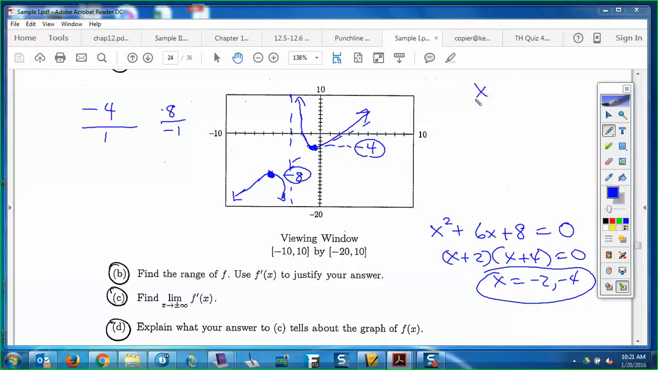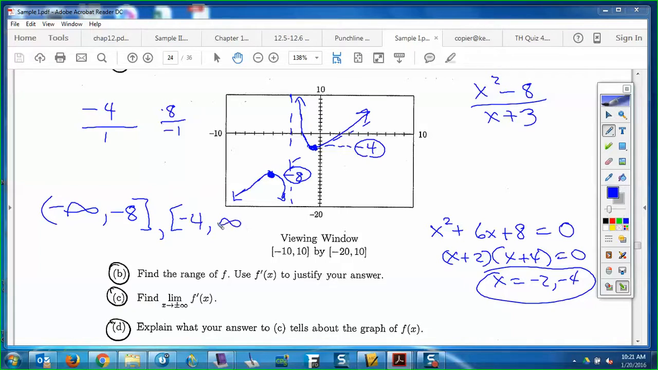It was the original function, x squared minus 8 over x plus 3, right? So I just need to know those y values. So my range is going to be negative. Usually you start from low down to big. So -infinity up to -8, including -8. And then from -4, including -4, up to infinity, and don't include infinity. So that would be a great way to write the range.